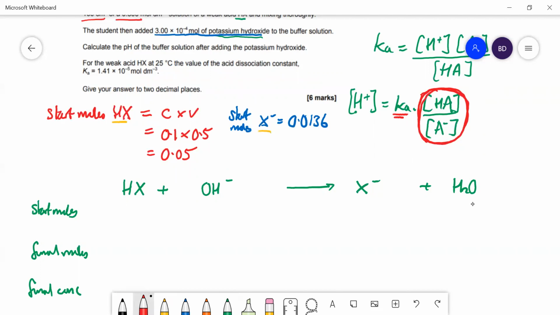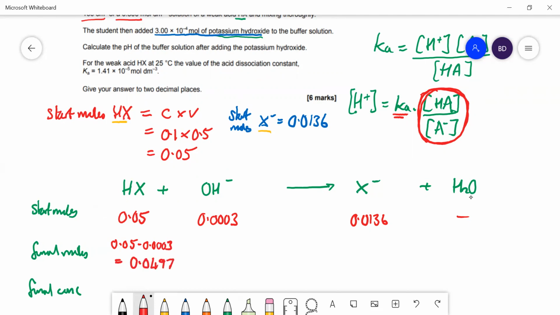So let's do the start moles. We know that is 0.05. We worked that out. The moles of OH minus is 3 times 10 to the minus 4, 0.0003. The start moles of X minus, 0.0136, and we don't care about water. We'll ignore that. Now, how much HX is going to be left over at the end? Well, it's going to be 0.05 minus 0.0003, which is equal to 0.0497.